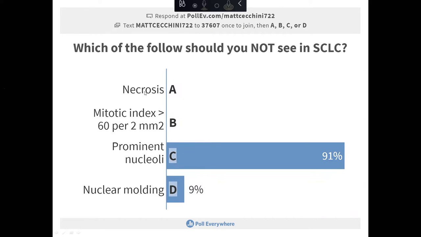We do see necrosis in small cell, and they can have an extremely high mitotic index, often over 60 per 2 millimeter squared. By definition, they typically have to have more than 10, but usually it's much higher than this, in this range of 60 per 2 millimeter squared. And they do have nuclear molding as part of their features as well.